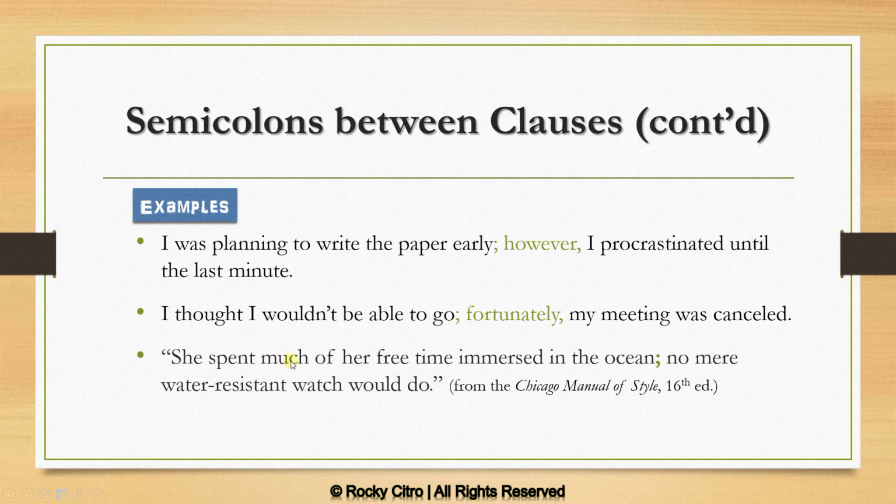This example I took from the Chicago Manual of Style, and I think it shows a little bit better how a semicolon is a better choice in some situations. She spent much of her free time immersed in the ocean; no mere water-resistant watch would do. If you could imagine no mere water-resistant watch would do as its own sentence, it would seem a little bit disjointed. But if you put these 2 together, they each make part of a larger point, so they're used well together in combination.